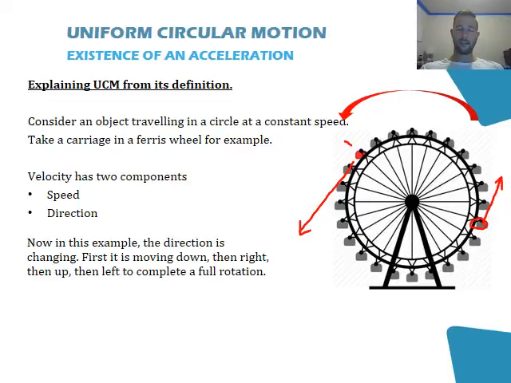Okay, so what this means is, although the speed isn't changing, the direction is, meaning that the velocity is changing, because velocity, remember, requires magnitude and direction. So if one of them changes, that means the velocity is changing.